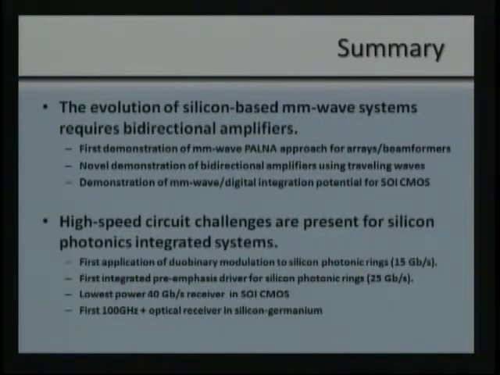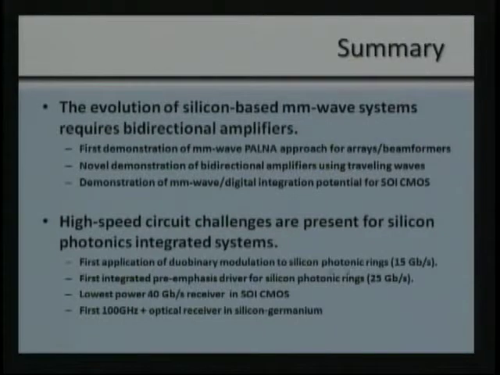In summary, I've given you a huge overview of what's going on in our group, partly in the area of silicon-based millimeter wave systems. I've showed you a PALNA technique, a way of trying to eliminate the complexity of both transmit and receive phased arrays by integrating the PA and the LNA into a single element. I've tried to show you a little bit about bidirectional amplifiers and how we can use traveling wave circuit techniques to build them. And finally, some of our latest results for SOI CMOS, which show that SOI can solve many of the device-level problems that are facing bulk CMOS at these frequencies by using stacking techniques.